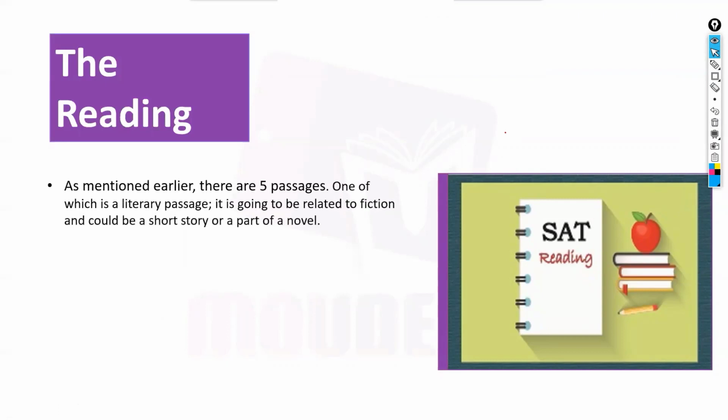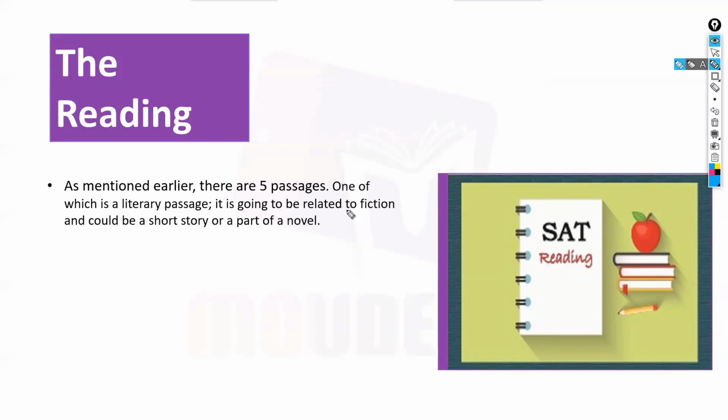As mentioned earlier, there are 5 passages, one of which is a literary passage. It is going to be related to fiction and could be a short story or a part of a novel. So basically, I don't want you to be confused here. A novel, let's just say, is a long story for simplicity. Short story or a long story. The first passage in the SAT is going to be a literary passage, as mentioned. It is going to be related to fiction, stories.